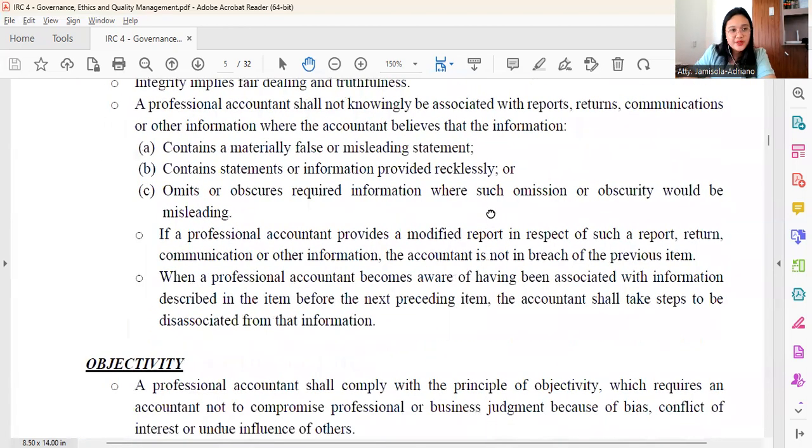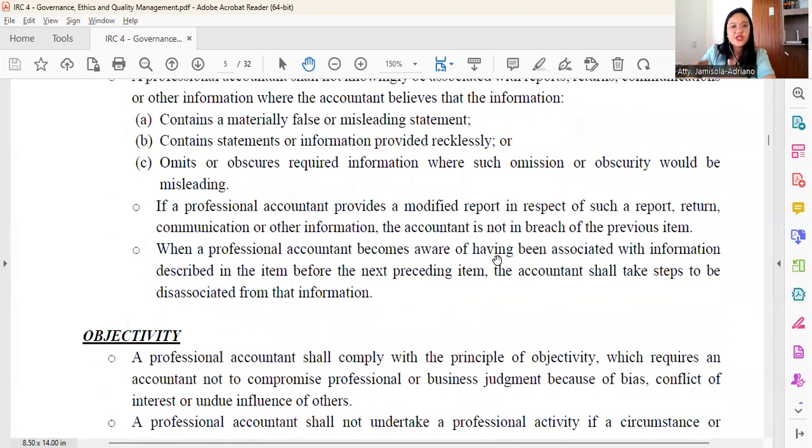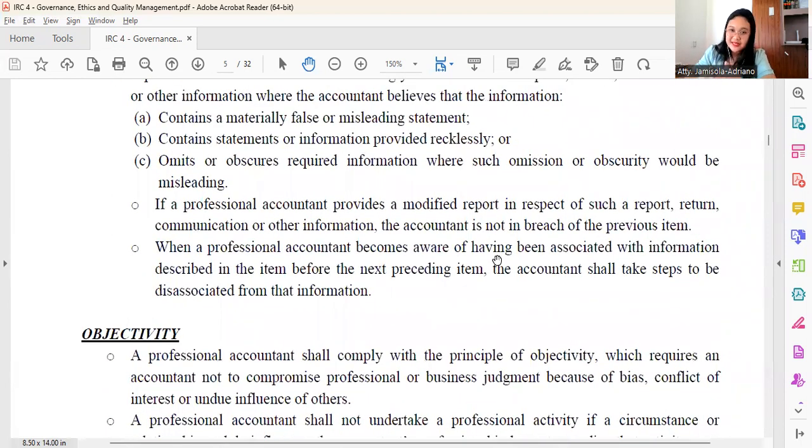Or omits or obscures required information where such omission or obscurity would be misleading. So, there is an omitted statement. For example, a particular asset has been mortgaged or is being used as a collateral for a loan, but you failed to disclose it in the notes to financial statements. So it would appear that the asset is a free asset. No? It has no limit.